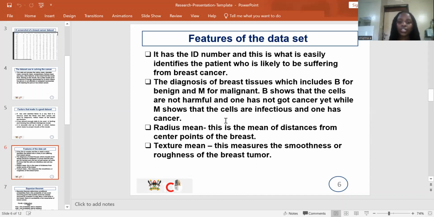Then there is the radius mean. This is the mean of distances from center points of the breast, meaning from the nipples. Then the texture mean measures the smoothness or roughness of the breast.